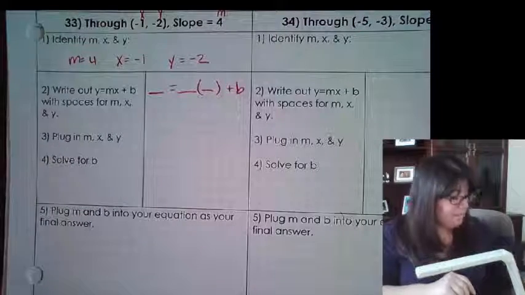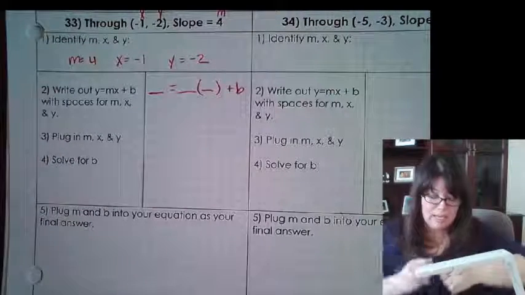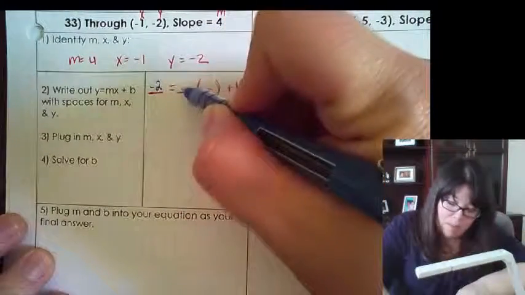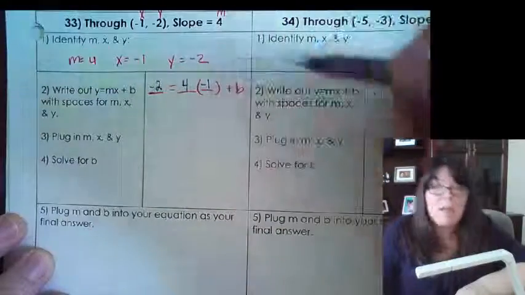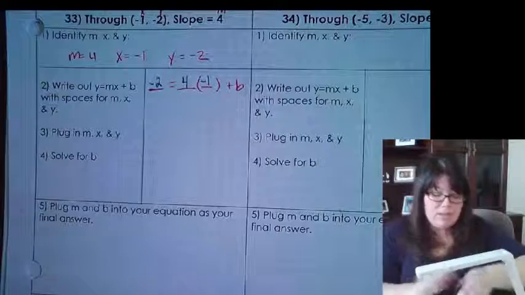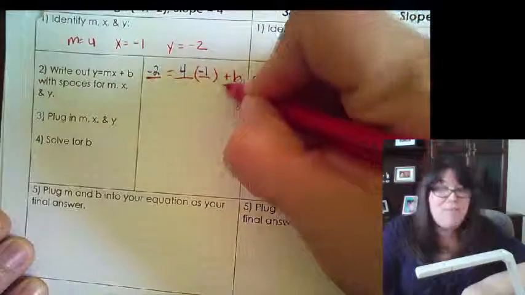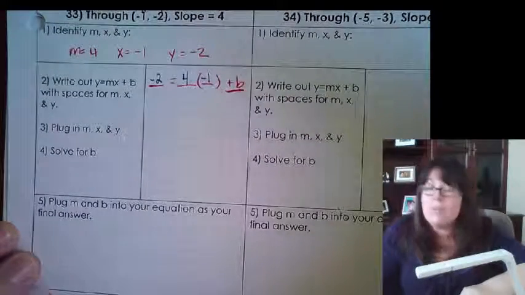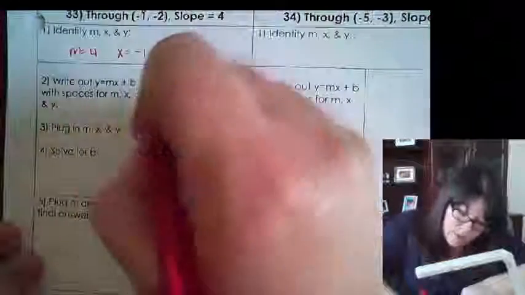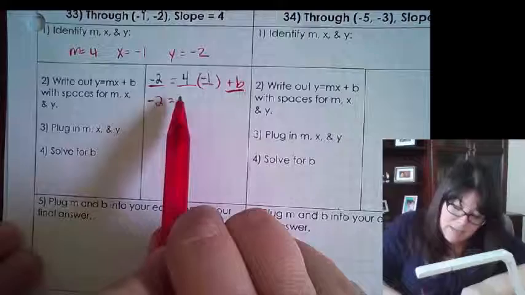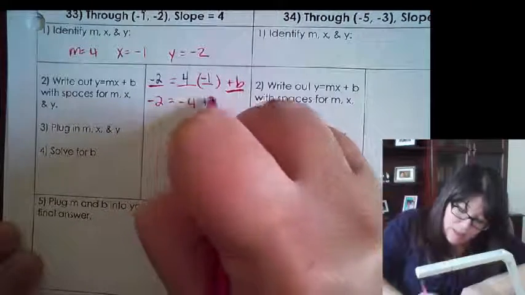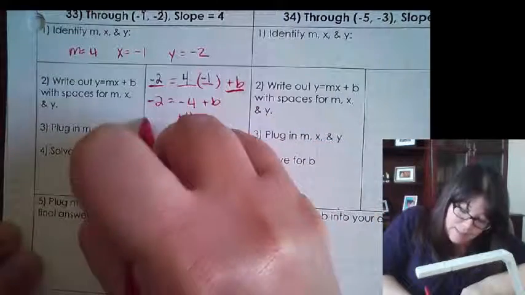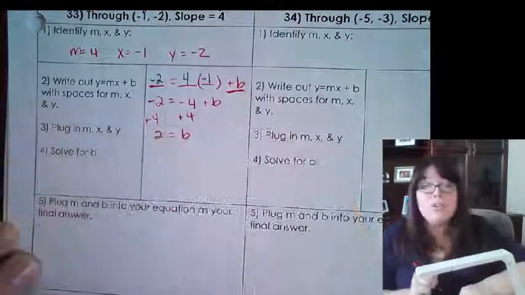Okay, then my next step is going to be to plug it in. Plug in m, x, and y. Y is -2 equals m, which is 4, x is -1, plus b. So I just plugged those numbers right into my equation. And notice the only variable that I have is b, the y-intercept, and that's the other thing that I have to have in order to write my equation. So I'm going to solve for that. So -2 just stays -2 equals 4 times -1 is -4 plus b. I'm solving for b, so I want to get that all alone. So I'm going to add 4 to both sides, and I find that 2 equals b.